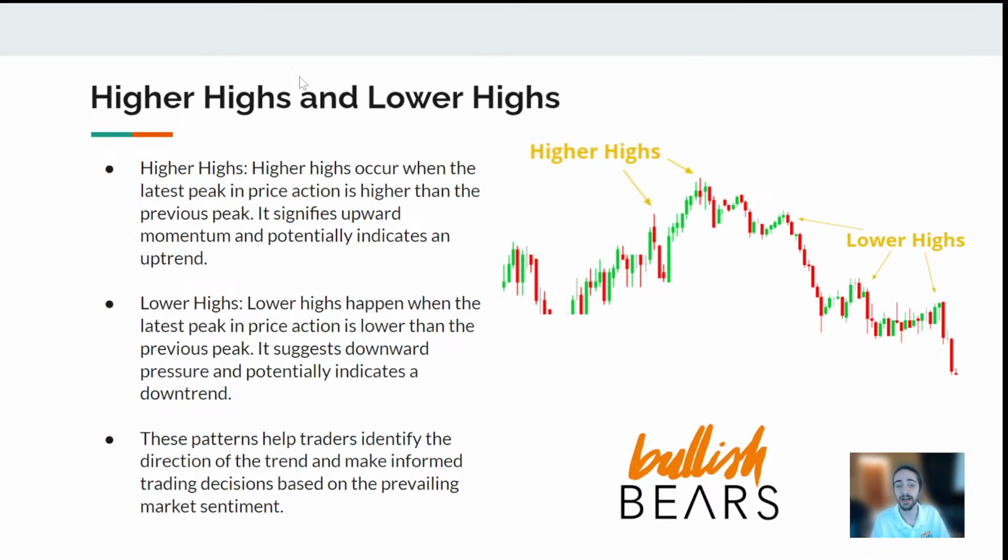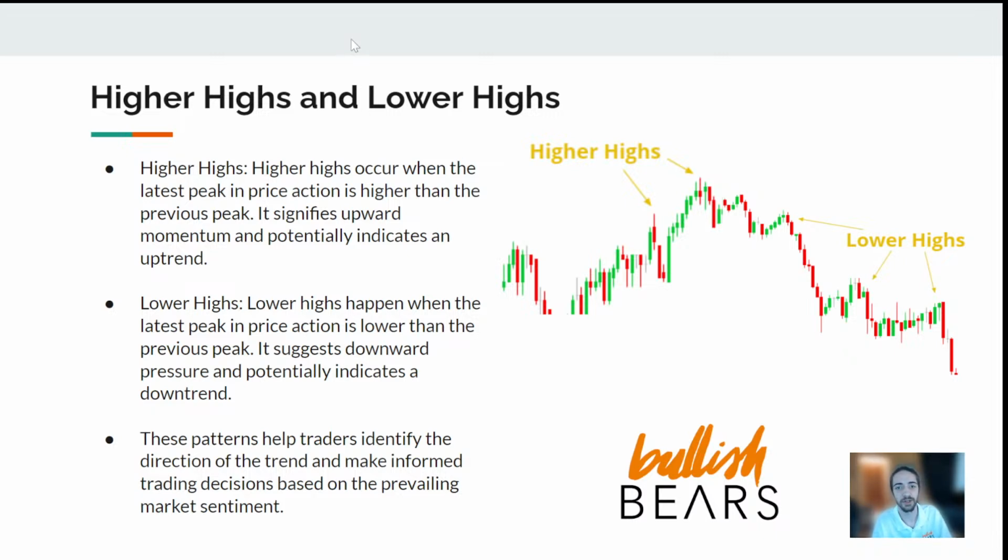First, I want to cover higher highs and lower highs. Now, this is something you'll often hear me mention on the live streams or in most videos, because being able to read higher highs and lower lows and higher lows, that really gives you the ability to read the direction of the market a lot more clearly.